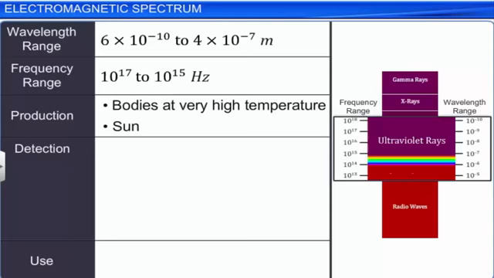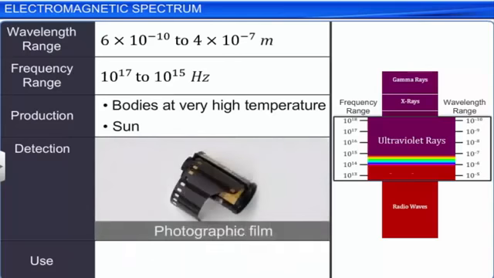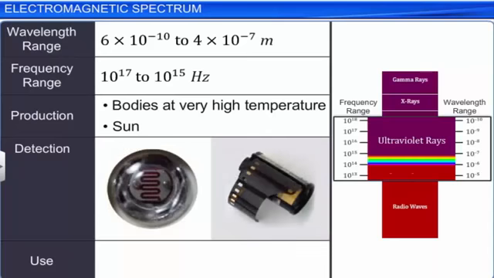Since ultraviolet radiation can be focused into narrow beams with very high precision, it is used in eye surgery. Ultraviolet radiation is also used to kill germs in water purifiers.